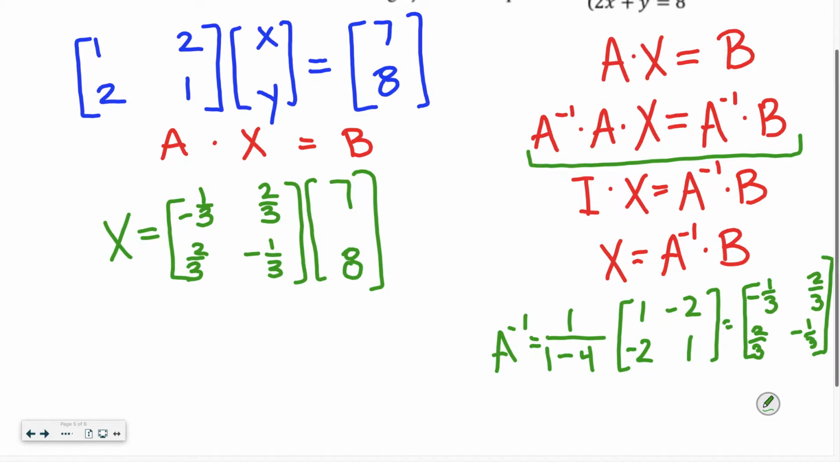All we have to do is multiply. So let's just process what we did. We found our inverse. We multiplied it to both sides. The A canceled out. And now we just have A inverse times B to multiply. So help me out.